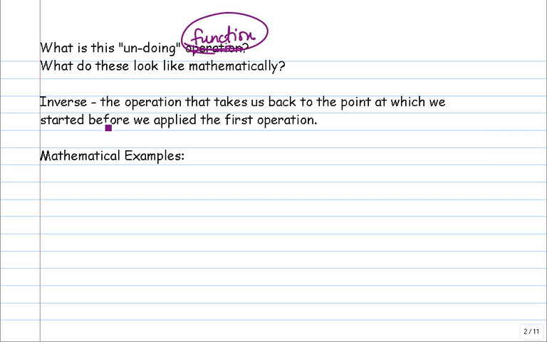So, first off, to understand the inverse is this: the operation or function, if you will, that takes us back to the point at which we started before we applied the first operation or the first function. Okay? Like if in real life our original function was sitting, the inverse of that would be standing because it gets us back to the place where we started before we sat down. So what do mathematical examples look like?